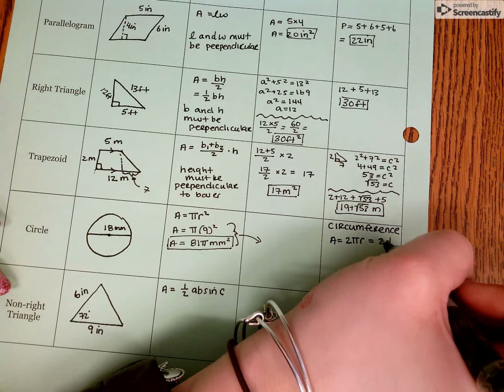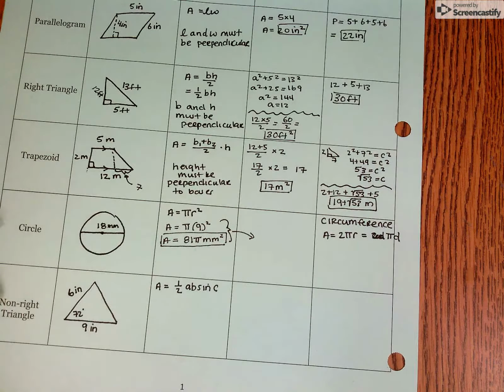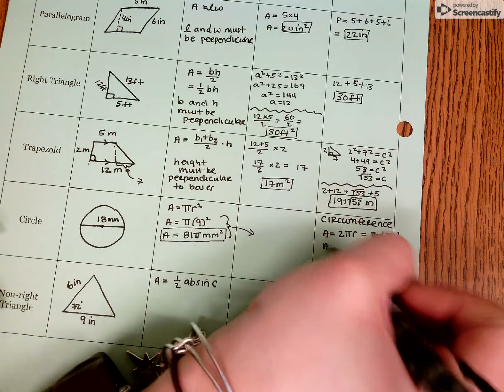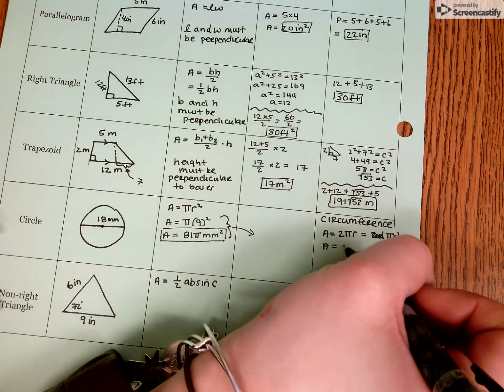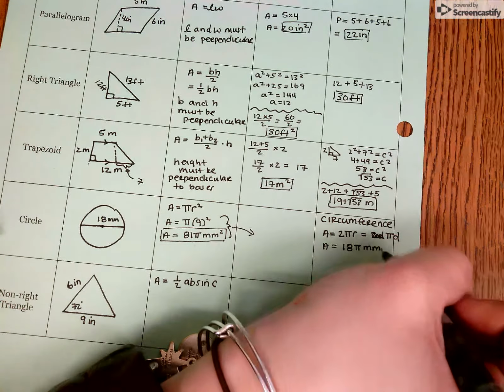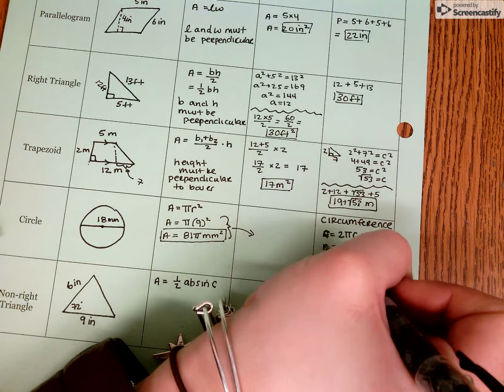When I'm doing this, same idea, right? So I've got 2 pi r, 2 times the radius, so it's just going to be 18 pi millimeters. Oh man, it should say circumference. I'm on a roll right now. Circumference, which is a circle's perimeter, right? The length around this circular part.